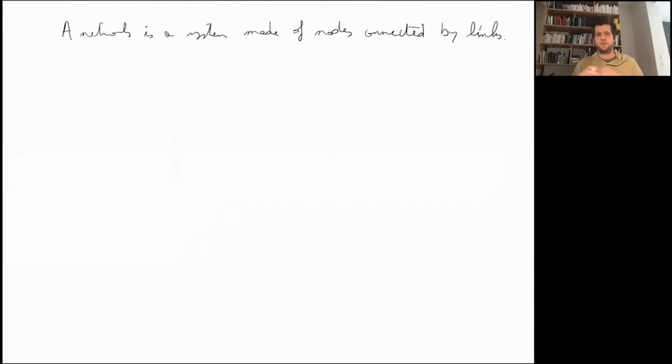Typically in the literature, you have different ways to call the same things. A network is sometimes called a graph. Nodes are sometimes called vertices. And links are sometimes called edges. It's going to depend on the field of science where you are navigating. In pure math, people tend to talk more about graphs, vertices, edges. In the more applied math, people will use networks, nodes, and links. But these are just the same object.